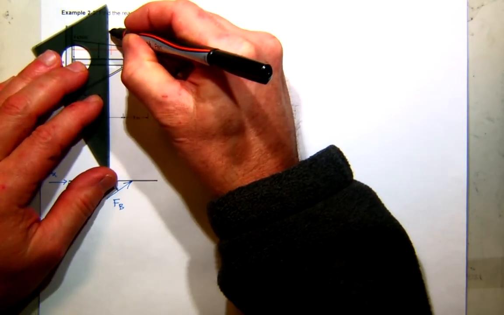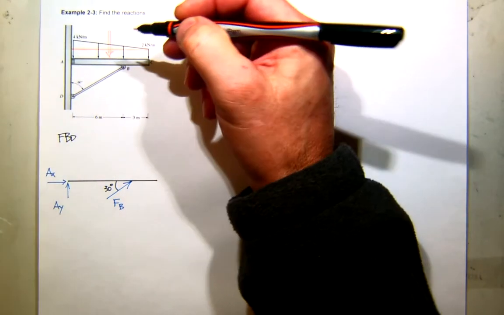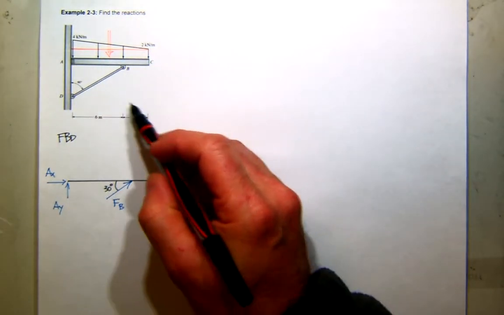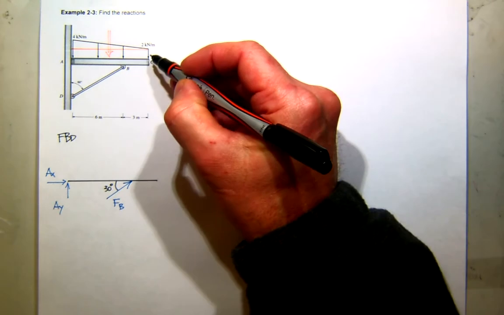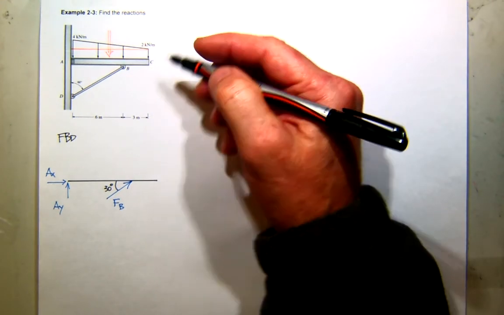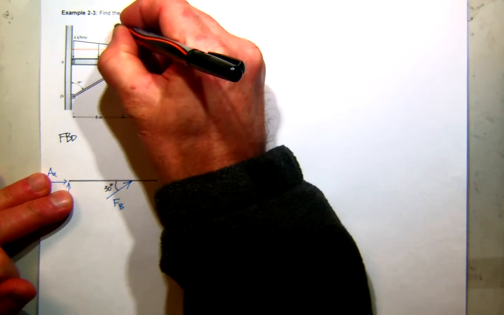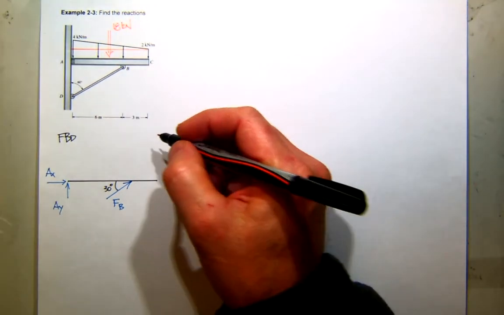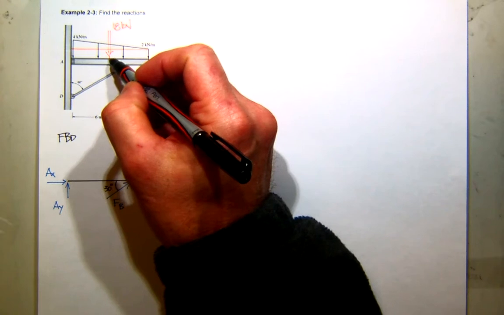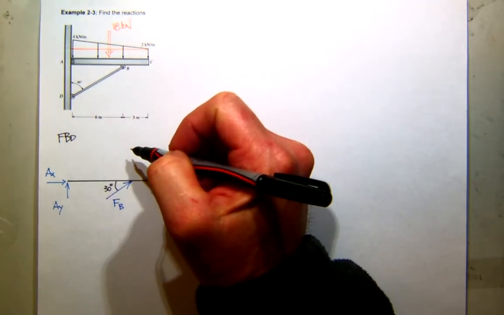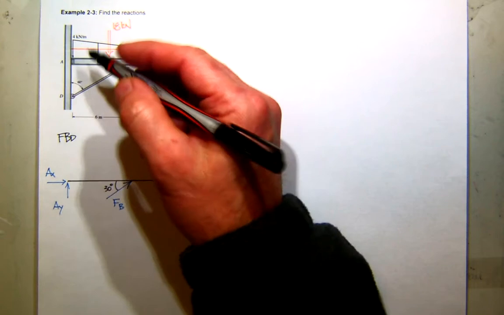So what is the equivalent force of the rectangle? Well, the length of the beam is 9 meters, and the height here on the end is 2 kilonewtons per meter. So that's going to be 18 kilonewtons, and it's going to act through the center, half of 9, 4.5.